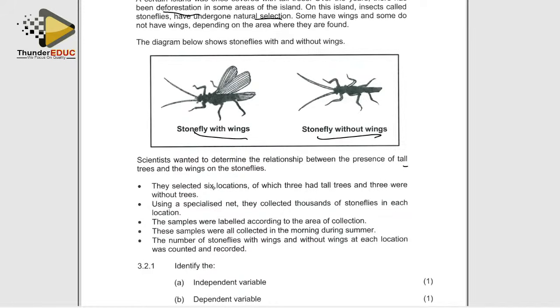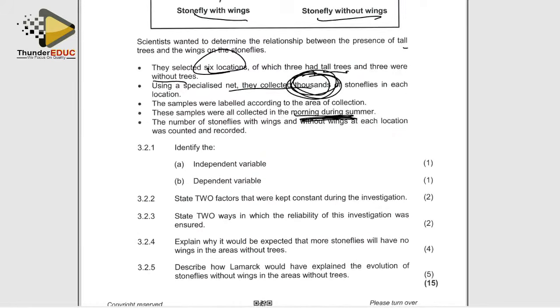They selected 6 locations, of which 3 had tall tree plants and 3 were without tall tree plants. Using a specialized net, they collected thousands of stoneflies. This one is going to help us when we are talking about increasing the reliability. The samples were labeled according to the area. These samples were all collected in the morning. The number of stoneflies with wings and without wings at each location was counted and recorded.